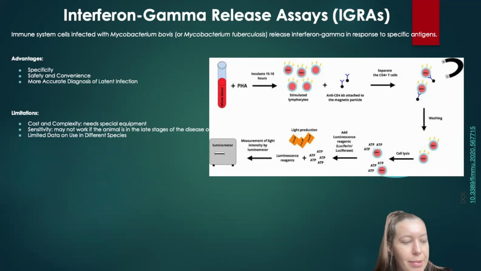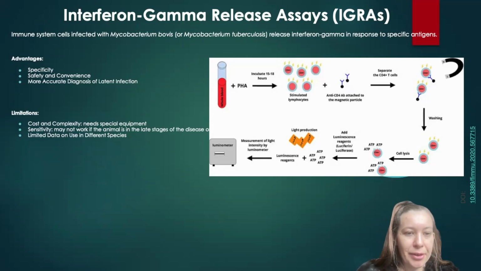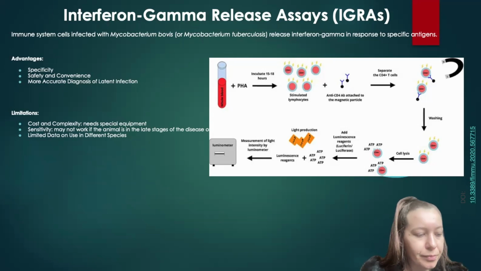However, there are certain limitations of IGRA. It is a rather expensive and complicated method and requires some special equipment. Also, even though IGRA are more specific, they may not be sensitive enough in some cases, particularly if the animal is in the late stages of the disease or has a weakened immune system. In this case, the reaction cannot be developed in the organism and cannot be detected using this method.